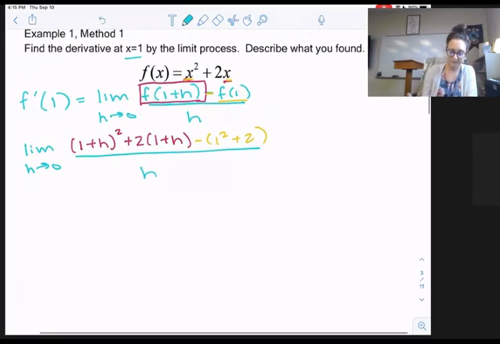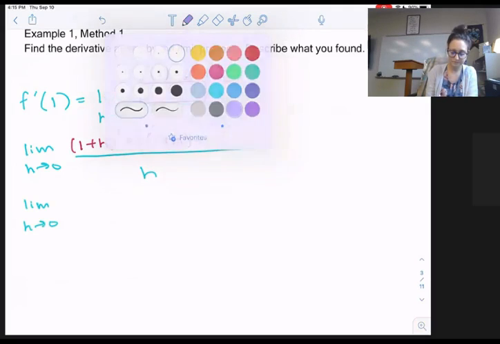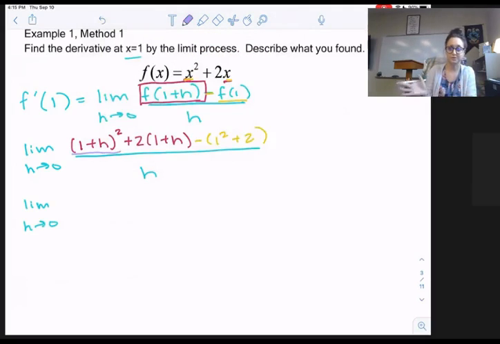So let's keep going. Our do more is going to be, at this point, just some algebra, and we're going to get some nice cancellation. So I've got the limit as h approaches 0. For this, let's be sure we expand that all the way. So 1 plus h times another 1 plus h is going to be 1 plus 2h plus h squared. And then I'm going to distribute this too. So plus 2 plus 2h.